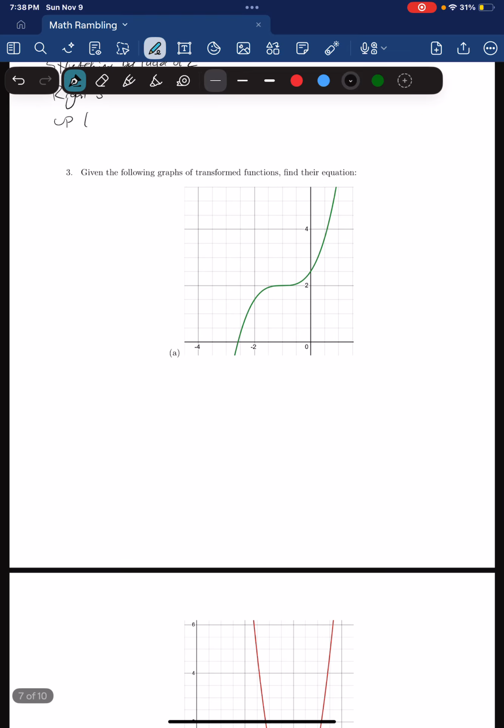All right. Given the following graphs of transformed functions, find their equation. Okay. Now, from my many, many hours of mathematics, I look at this and I can see this guy looks like an x cubed. I just know it. I can feel it in my gut. More than a feeling, though, it just looks like this. I know one side's going up forever, one side's going down forever, and so I know it's probably an x cubed function.